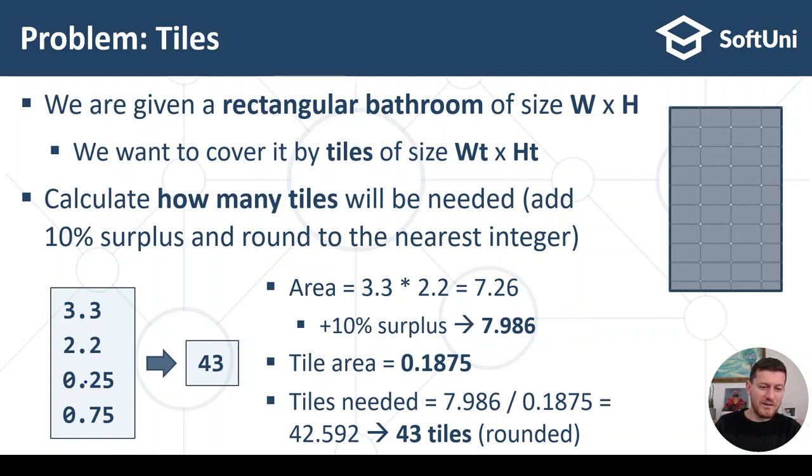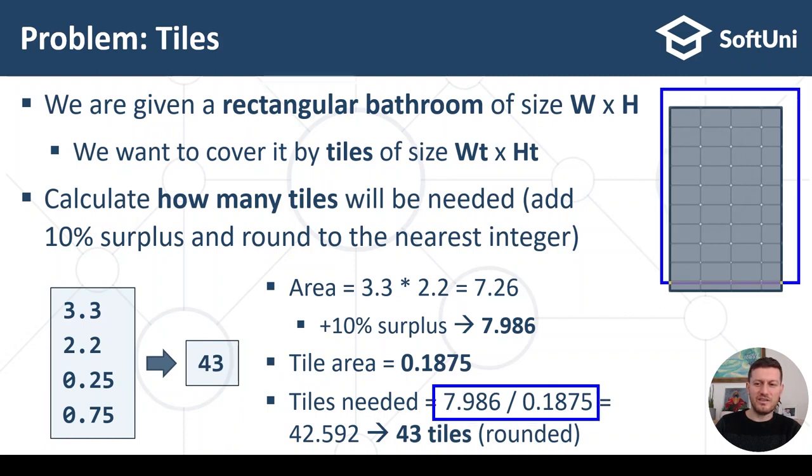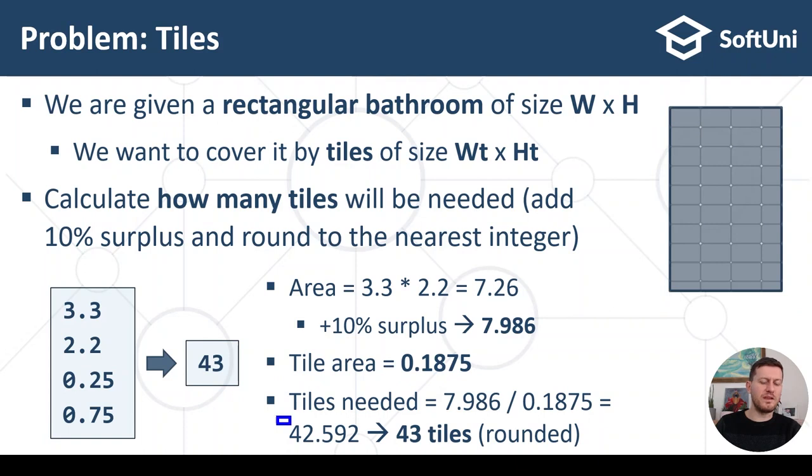And the tile area is when we multiply these two. This is the tile area. And when we divide this area by the tile area, we'll get how many tiles we'll need. We'll need 42.592, and we need to round this up. How to round this up is something we didn't learn, so you can search it on the internet.